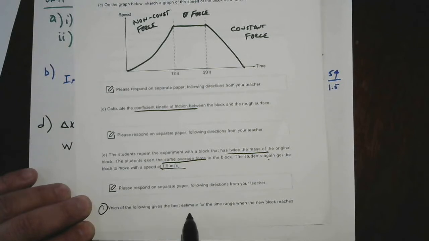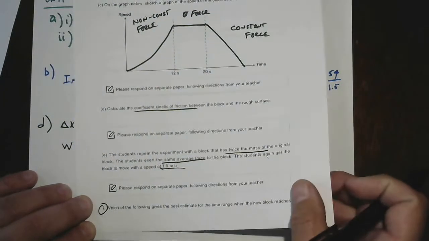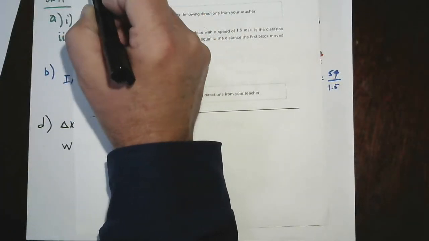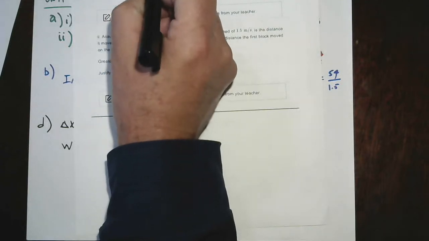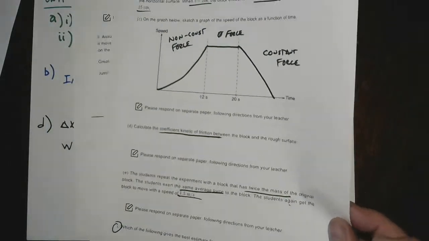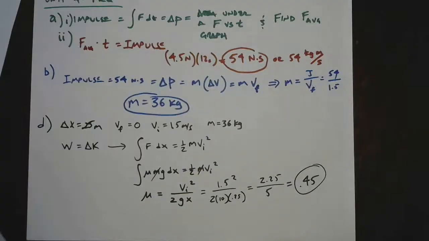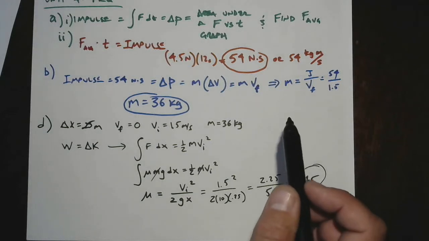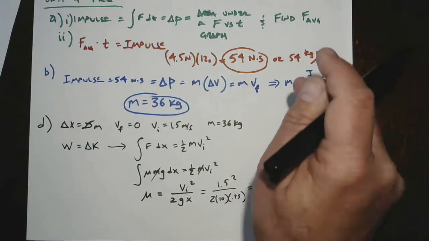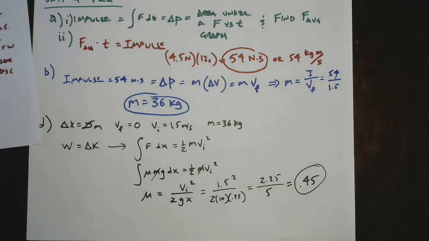Which of the following gives the best estimate for the time range when the new block reaches a speed of 1.5? And we have choices of 0 to 4, 4 to 8, 8 to 12, 12 to 16, 16 to 20, or greater than 20, and justify your answer. So let's have a look at what we did here, and let's see what happens with the mass of the block. Okay, so the mass of the block is easiest to get at if we look at acceleration.